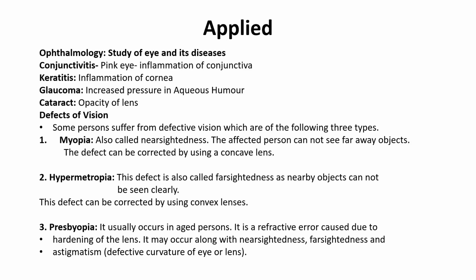Presbyopia is usually seen in aged persons. It is a refractive error due to hardening of the lens, and it may occur along with nearsightedness, farsightedness, and astigmatism, that is defective curvature of the eye or the lens.